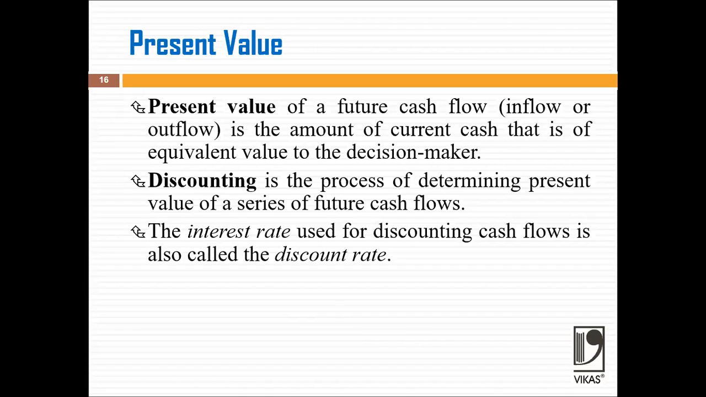Discounting is the process of determining the present value of a series of future cash flows. The interest rate used for discounting cash flows is called the discount rate. In future value we used the compound rate. Here we use the discount rate. Right? The interest rate used for discounting cash flows is called the discount rate.